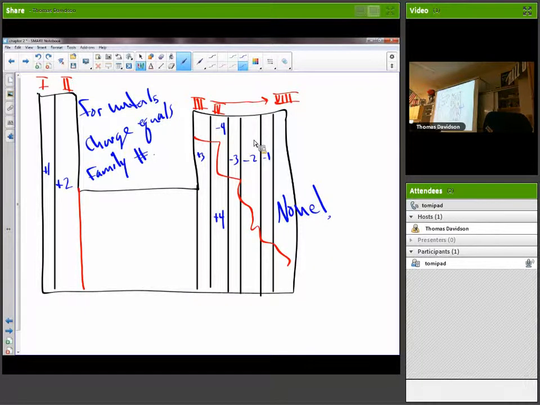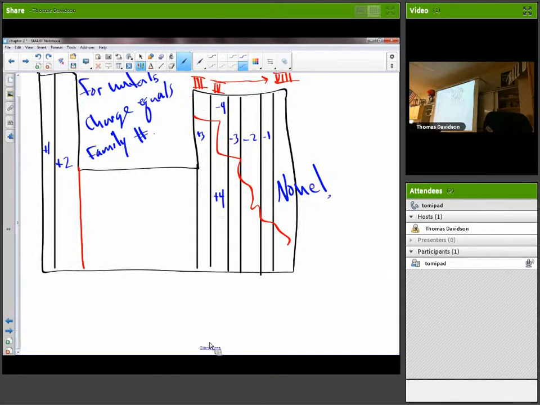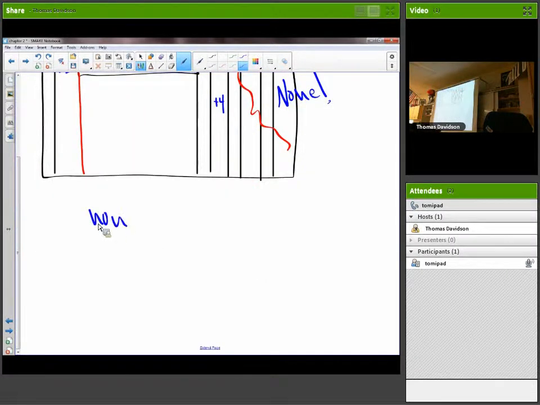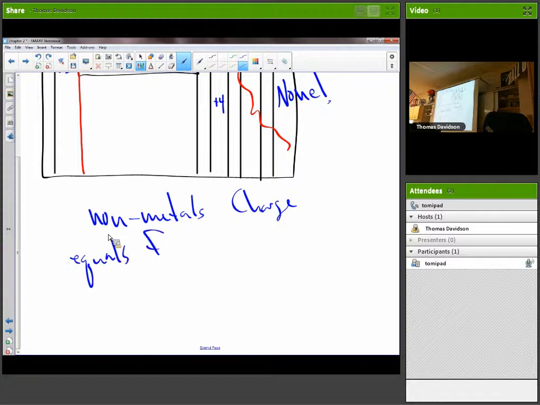All right. Are we all right with that, sort of? So nonmetals, there's a lot of different ways to define it, but it is equal to their family number minus 8. Okay? You want me to write that? For nonmetals, charge equals family number minus 8.